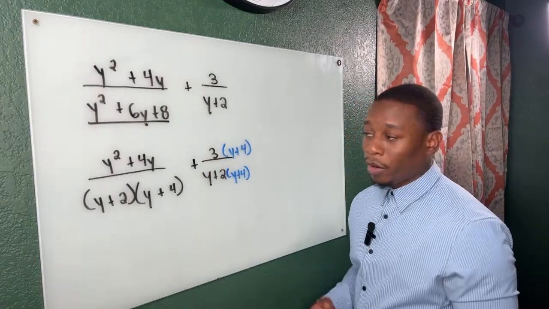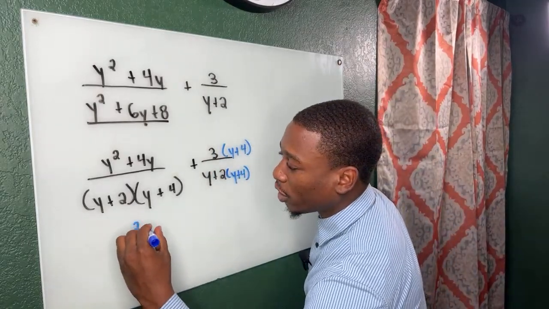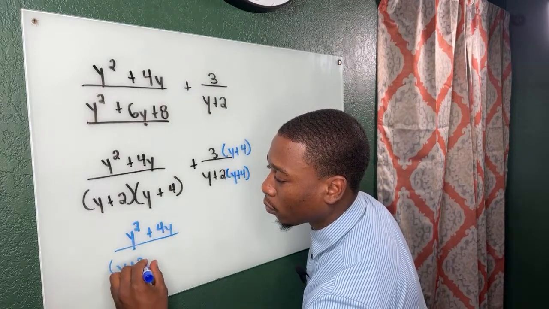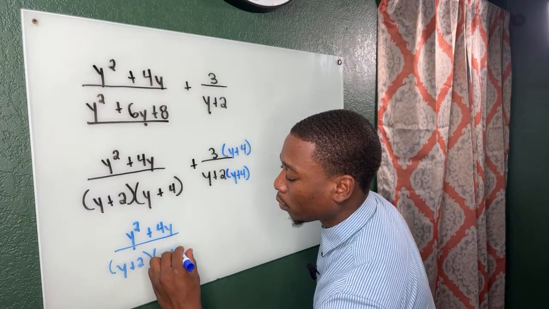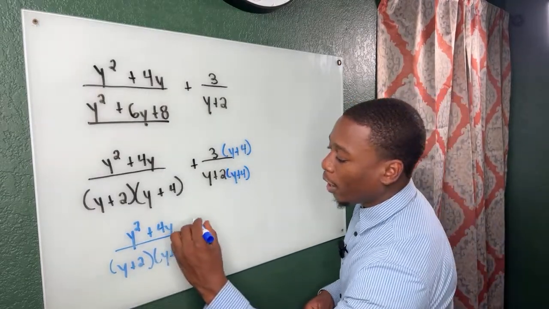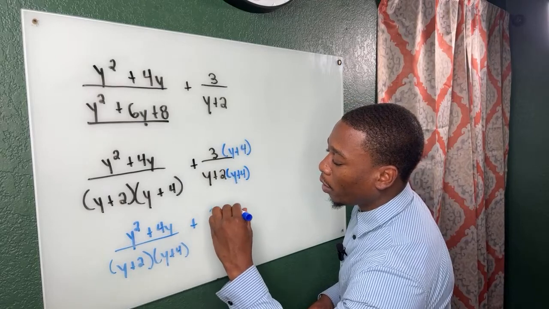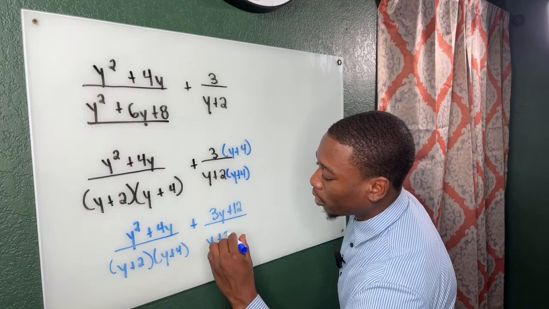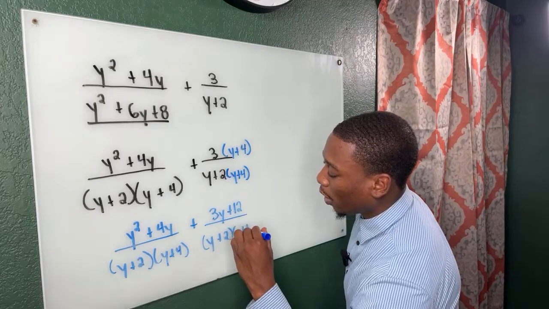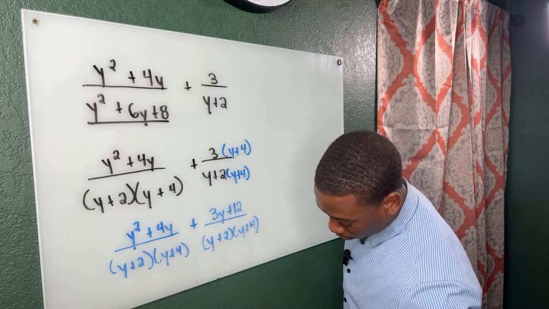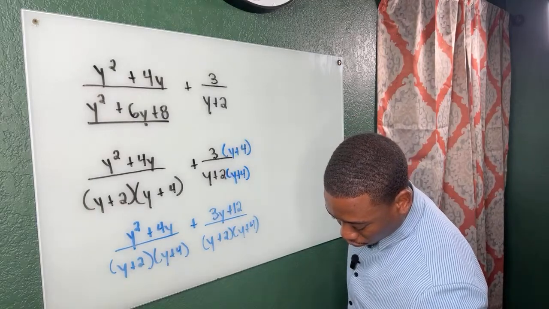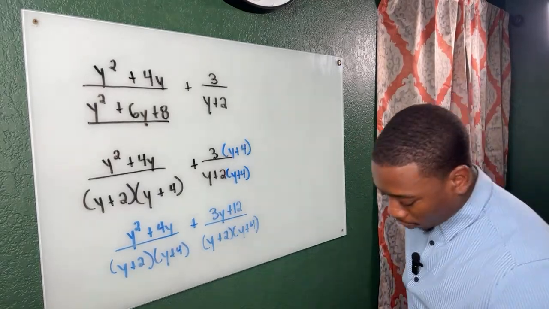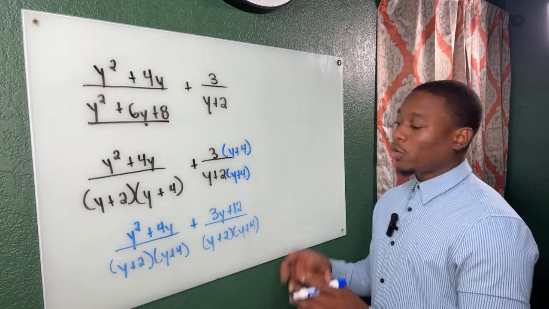And now we're going to rewrite our fraction. So the first fraction stays the same. And then the second fraction now, we're going to have 3y plus 12 on top. And that is all over y plus 2 times y plus 4. Let's make sure that I did this correctly. Yep, I believe I did that correctly. So we're good.